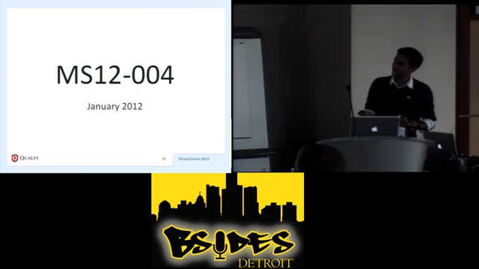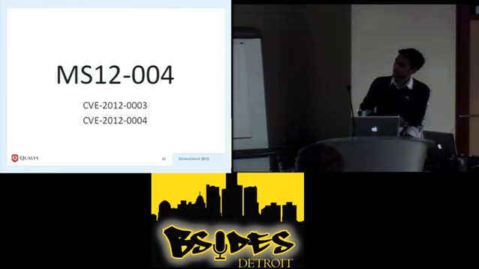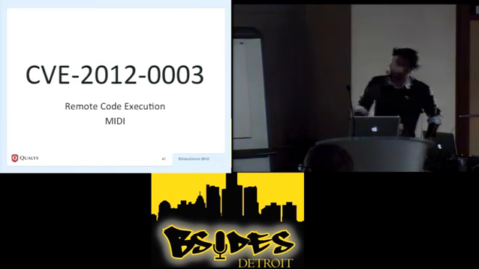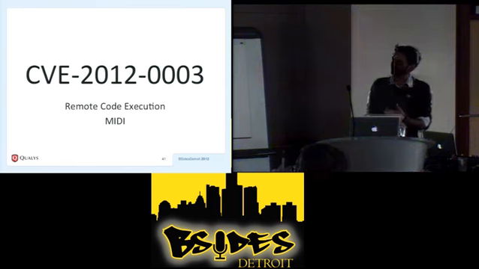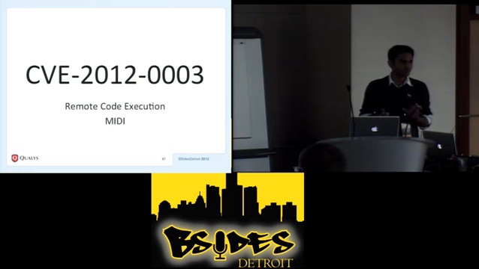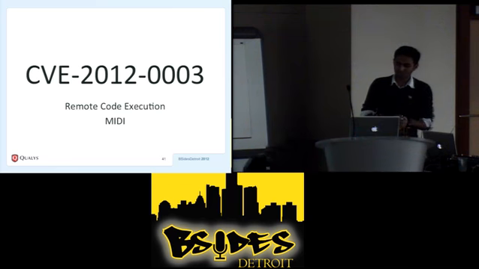It was released in January 2012, and it fixed 2 critical vulnerabilities in Windows. For this talk, we'll be concentrating on CVE-2012-003. If you look at the advisory, it tells you it's a remote code execution vulnerability when trying to parse MIDI files. Does everyone know what a MIDI file is? These are really small music files. Seems to be very harmless.